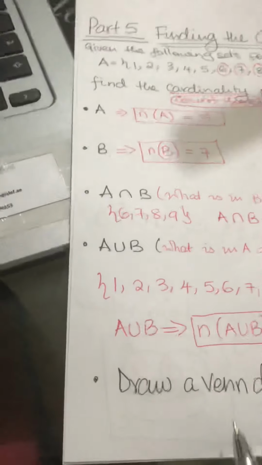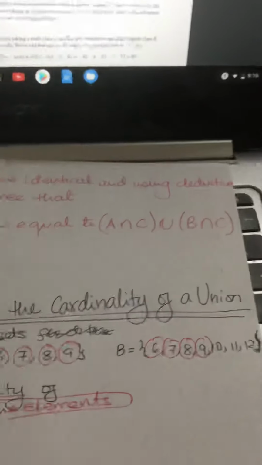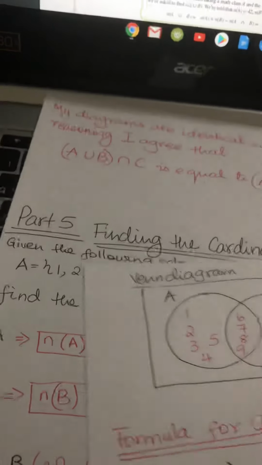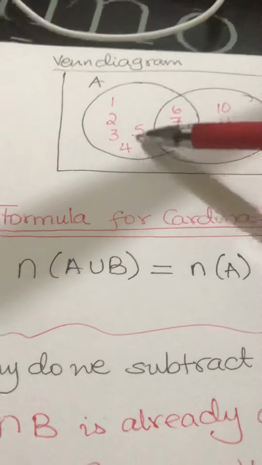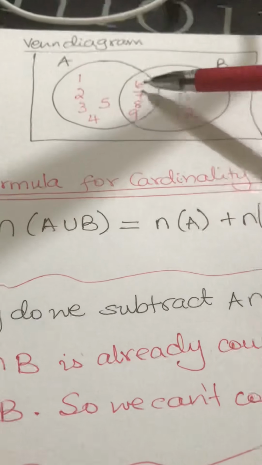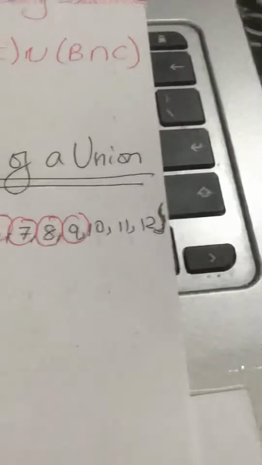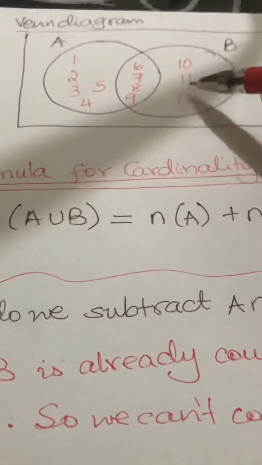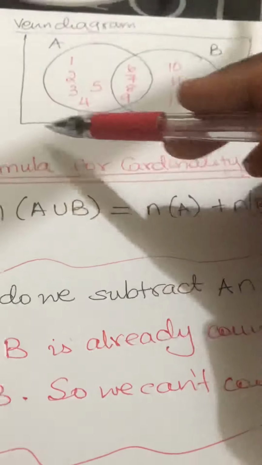Okay? Then we need to draw a Venn diagram. So if I draw my Venn diagram using this information that we have in the question, 1, 2, 3, 4, 5 will go to A only. 6, 7, 8, 9 will go to where A and B cross each other. 10, 11, and 12 will go to B only. And here is my Venn diagram.